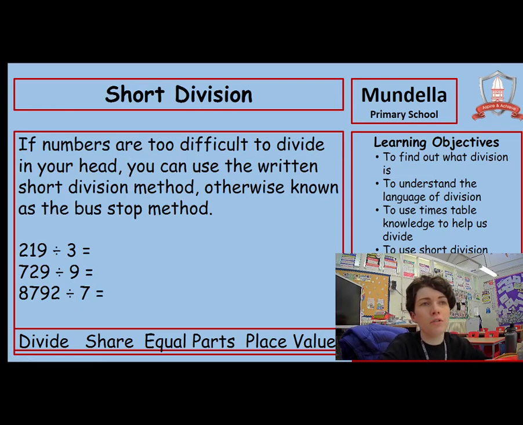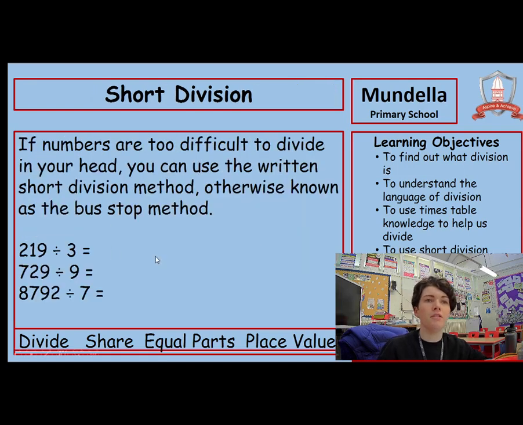So the short division method. Now this is really useful to have. This skill is very important for you to have. If numbers are too difficult to divide in your head, you can use the written short division method, otherwise known as the bus stop method.